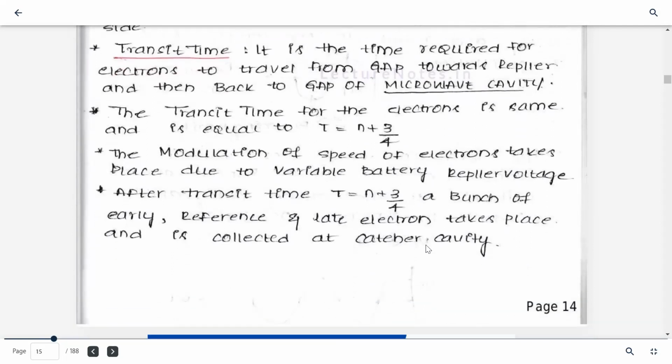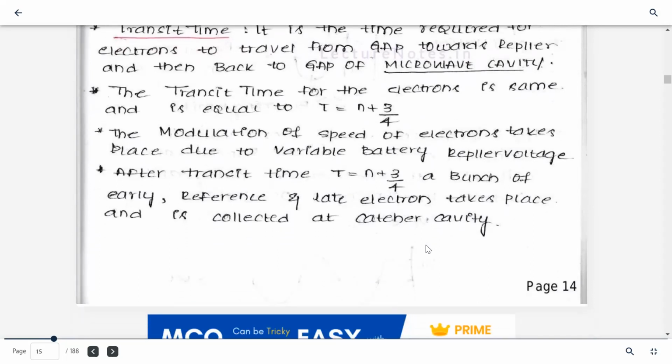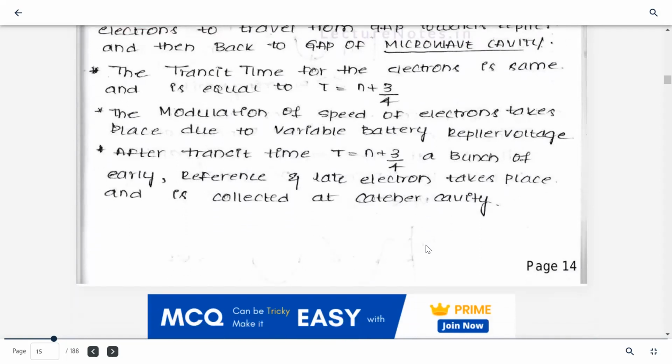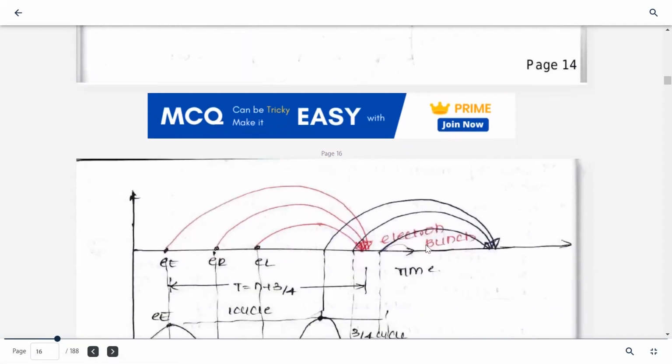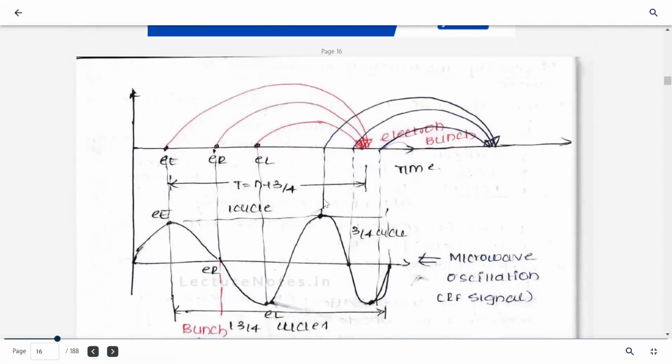The modulation of the speed of the electron takes place due to the variable repeller voltage. After transit time, that is T = n + 3/4, a bunch of early, reference ER, or late electrons takes place and it is collected at the gap. Here you can see the early electrons, reference electrons, and late electrons. Okay, this is the Applegate diagram.